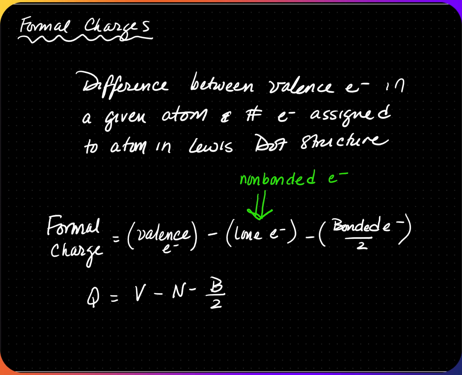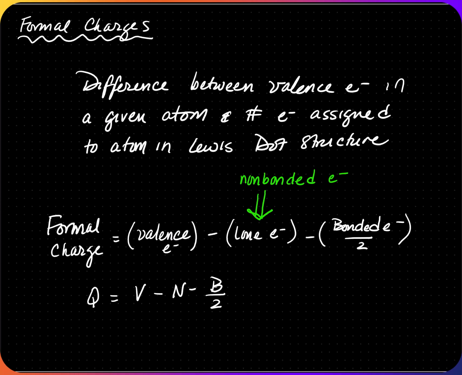Previous slides, some Lewis-Dot structures can have more than one structure, and these were called resonance structures. But are all these resonance structures stable? To determine the stability of these resonance structures, we calculate formal charges.